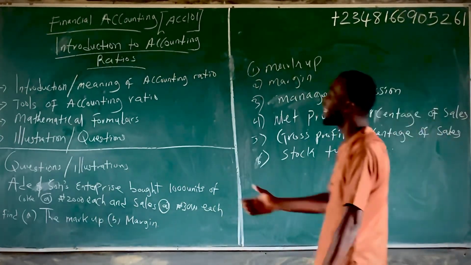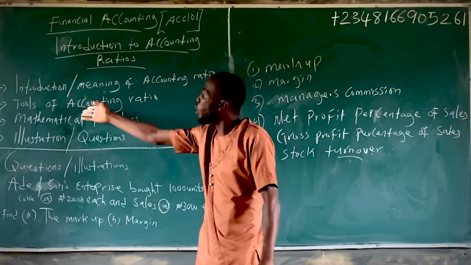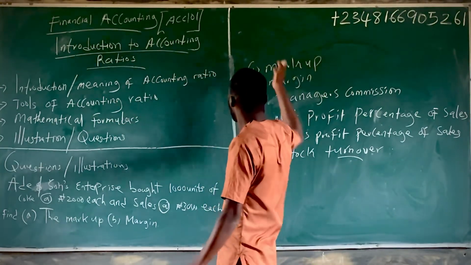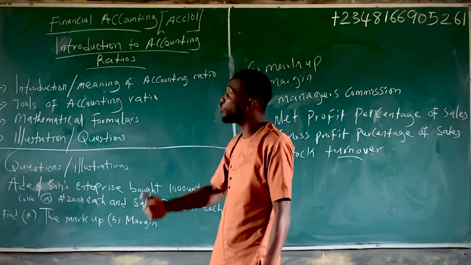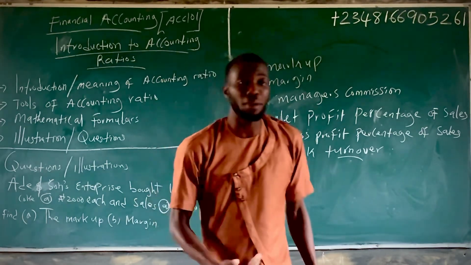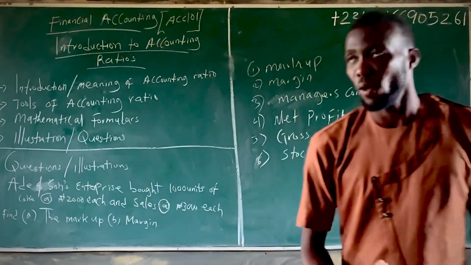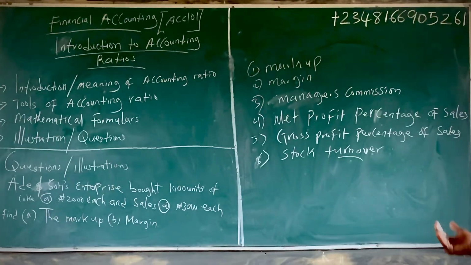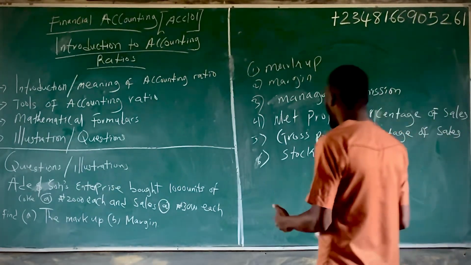Now we are going to look at the second one, which is accounting ratios. Now we are moving to the mathematical formula, that is the mathematical approach while dealing with all these things. Now there is a formula that is applied. So we start with the markup.